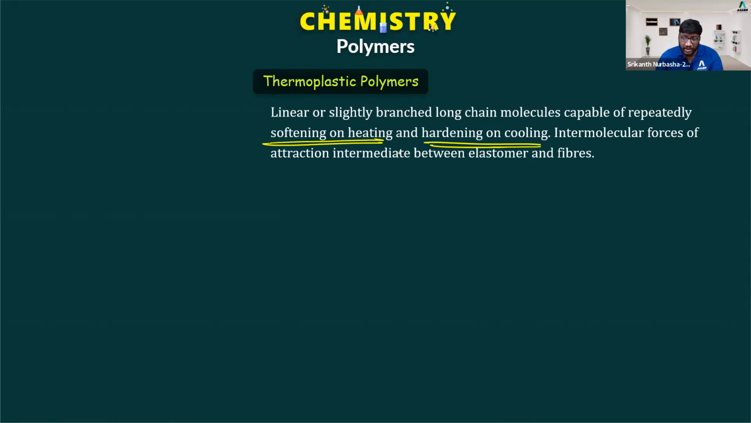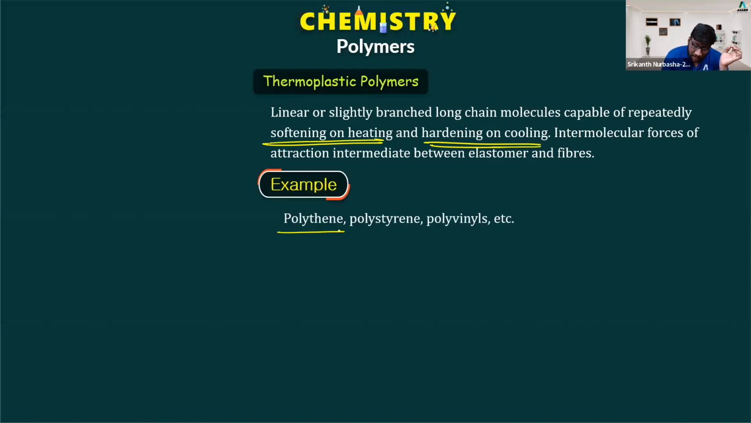Their intermolecular forces of attraction are going to be intermediate between elastomers and fibers, because elastomers have the weakest intermolecular forces, and fibers have the strongest intermolecular forces like hydrogen bonding. In between these two, you will be having the thermoplastic polymers. For example, you can take polythene, polystyrene, polyvinyls. All these come under this category of polymers.